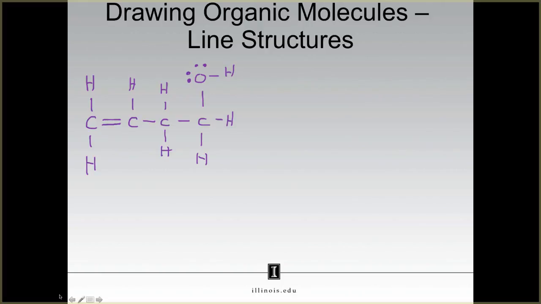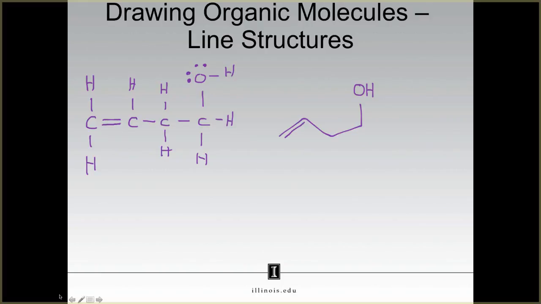What I have drawn here is a structure that corresponds to 3-butene-1-ol. However, this is not how most organic chemists would draw the structure. How most organic chemists would draw the structure is what I will draw on the right. And I'm done. Now compare how long it took me to draw the structure on the right to how long it took me to draw the structure on the left. The structure on the right is what we call a line structure. And as you can see, the line structure is comprised mostly of lines.